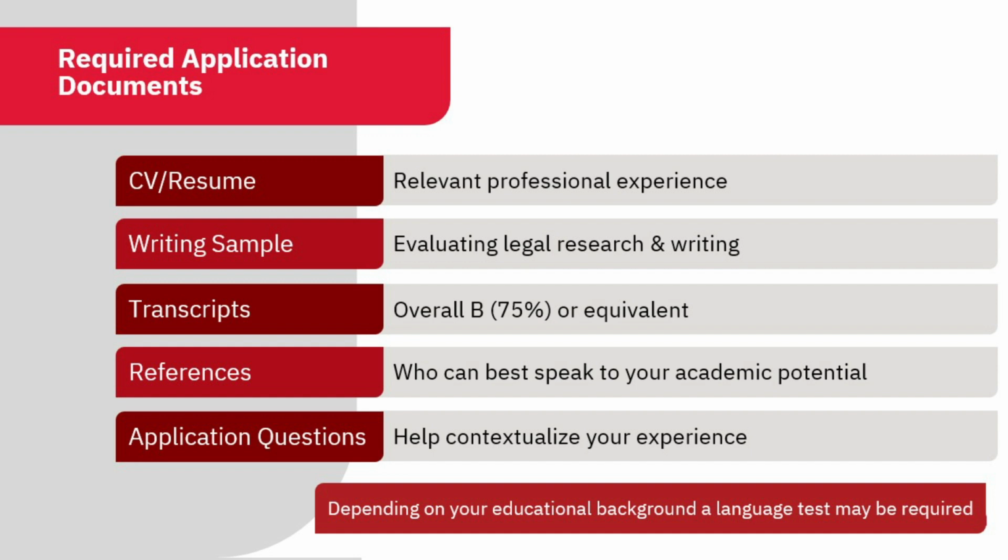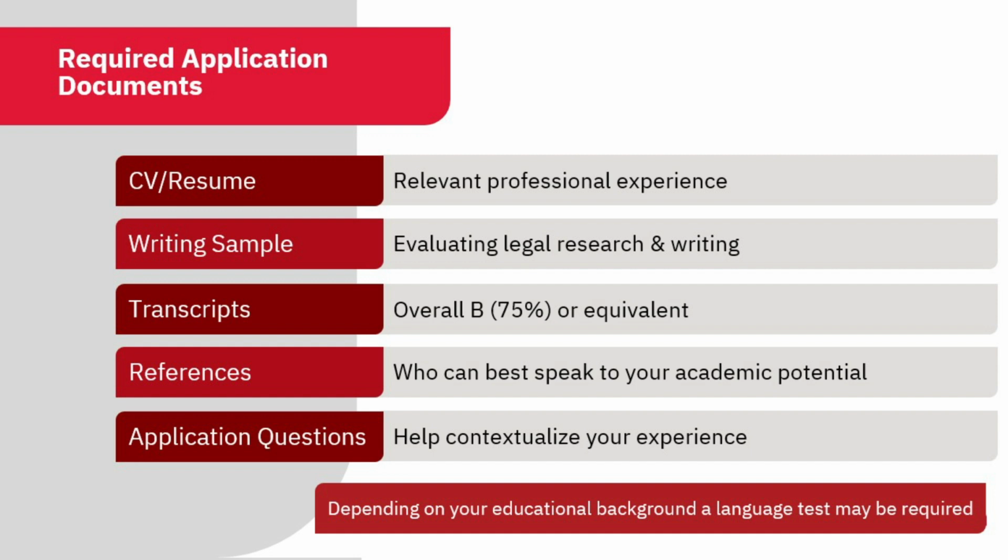In general, we're looking for applicants to have an overall B or 75% average or equivalent. However, because we're a professional program, we recognize that many of you completed your degree many years ago and that your academic performance from 10 years ago, for example, may not be a good indicator of your current capabilities. The committee reviews your application in context, so having a lower average won't exclude you from consideration. There is a section on the application where you can provide any additional context about your academic performance if you feel it's relevant to do so.